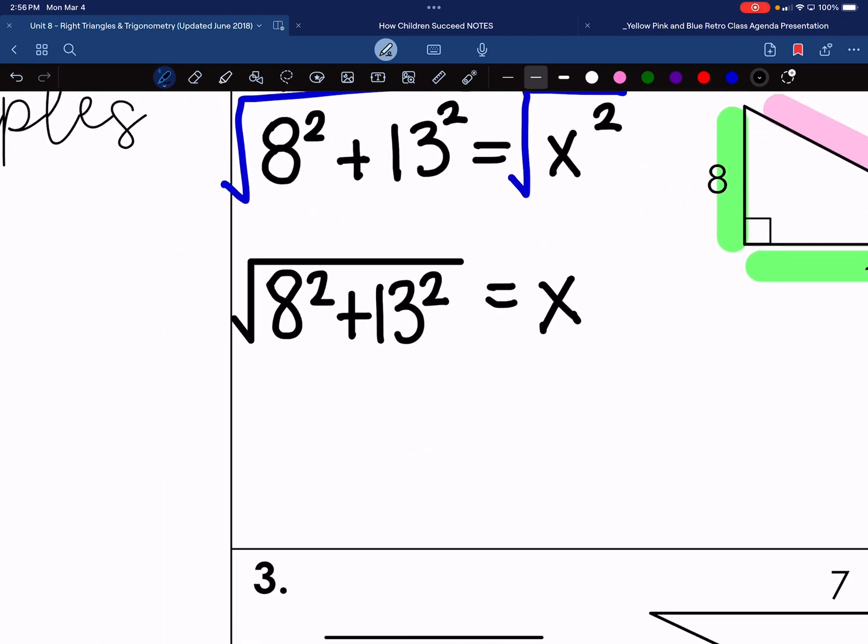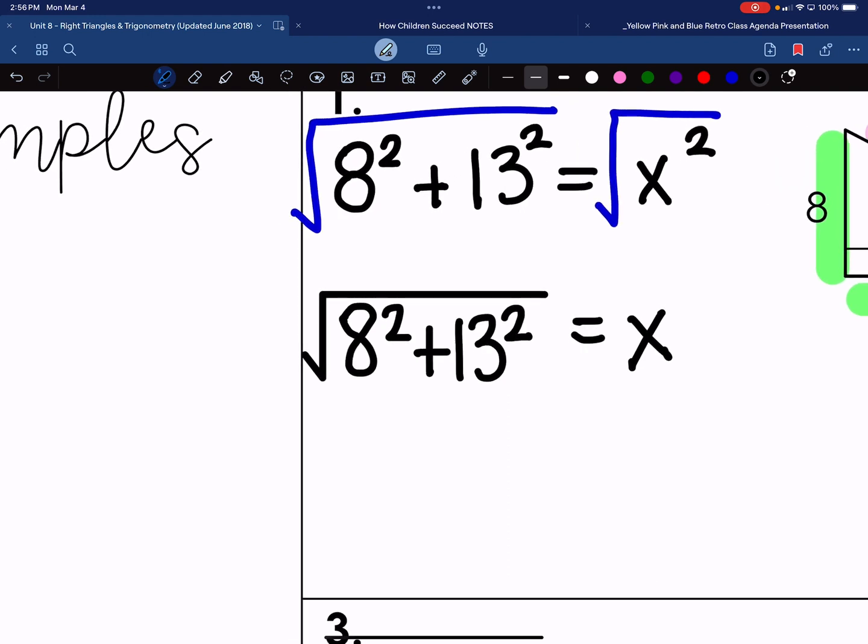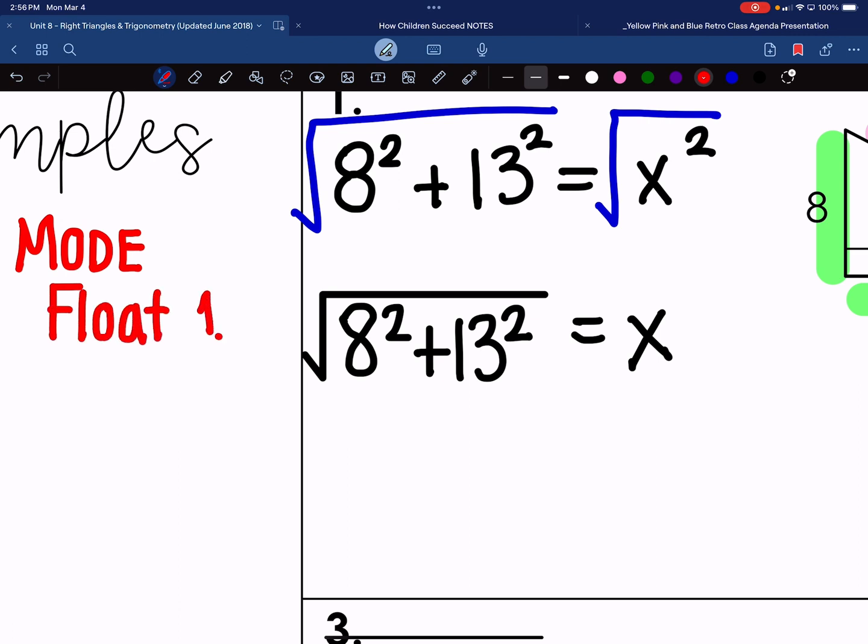So on your mode, double check it. It could already be set up, but just in case your calculator is ever not set up, you're going to go to mode. You're going to see where it says float. And for the nearest tenth, you're going to put it on 1. Okay, if they ask for the nearest hundredth, you would put it on 2, nearest thousandth, 3. Most of the time, you'll either have it on 1 or 2. For this assignment, they asked for the nearest tenth. Okay, so mode float 1, that will automatically round your numbers for you and you don't have to fight it.